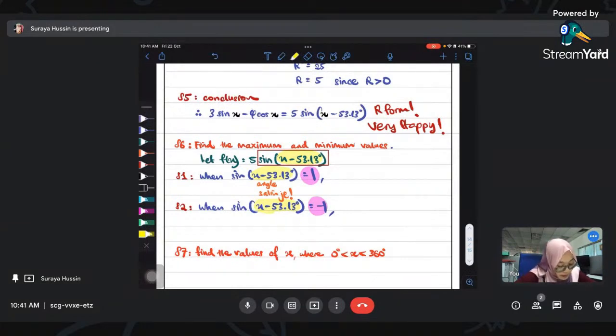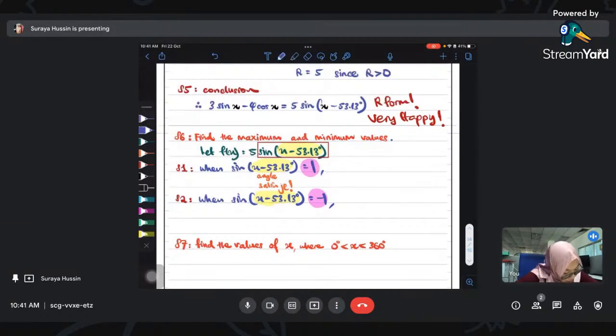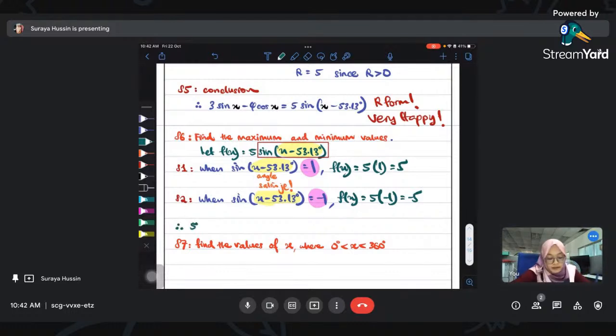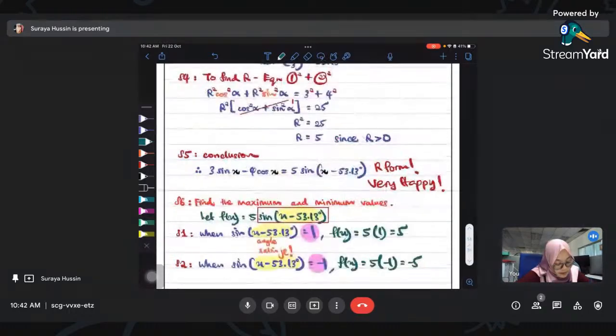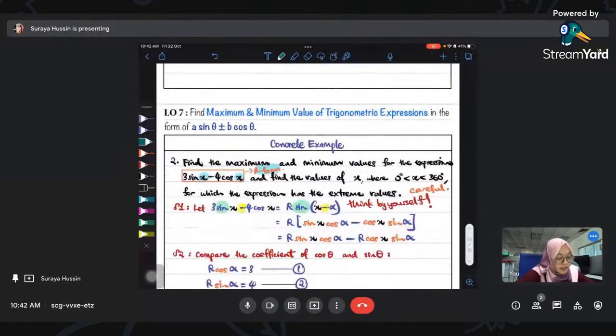So now, our fx is equal to 5 times 1, which is 5. Another fx is equal to 5 times negative 1, which is negative 5. From there, we can make a conclusion. We can make a conclusion saying that, what? Like just now, how did we write it? The minimum value of, the minimum value.